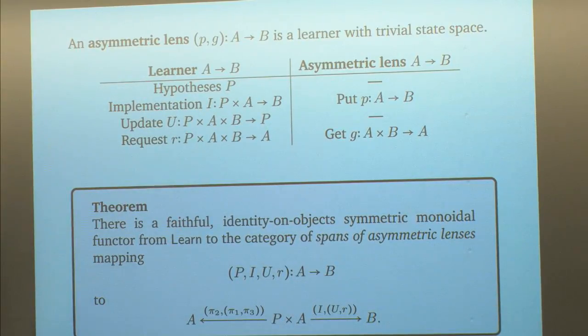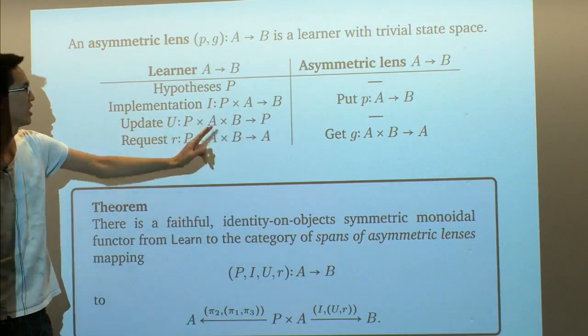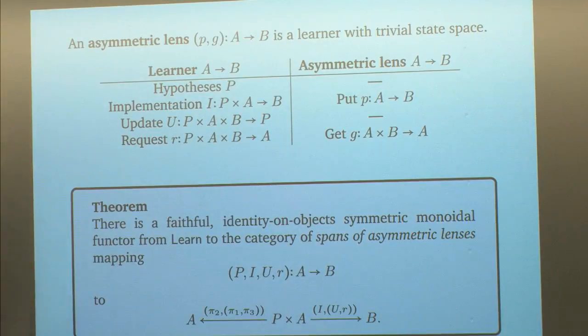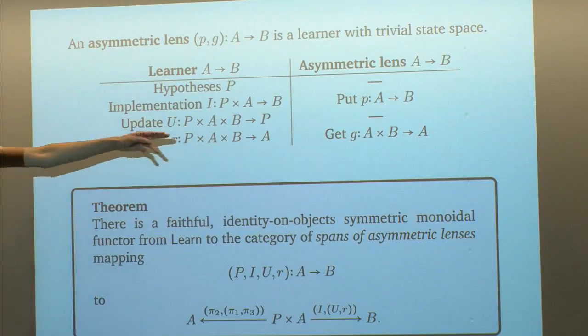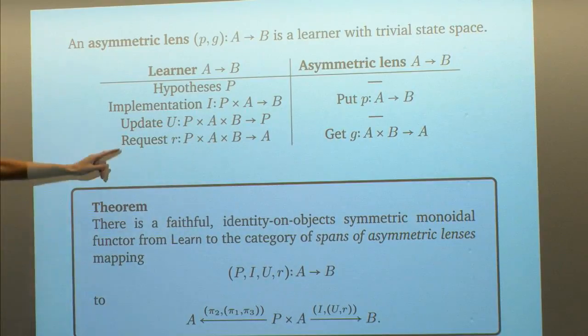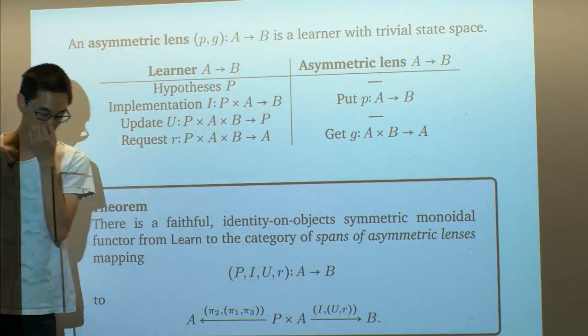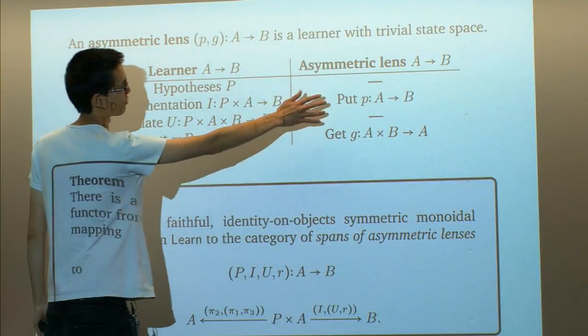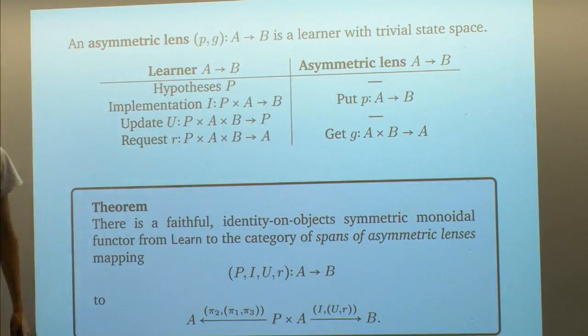It's a one-dimensional space. So when we look at the implementation function, we have nothing here, so we just have a function from the input to the output. And this is known as put in the world of asymmetric lenses. The update function is trivial because it goes to some terminal object. And the request function is now just a function from A times B to A. And this is known as the get. So there is some obvious inclusion functor from the category of asymmetric lenses into the category of learners.